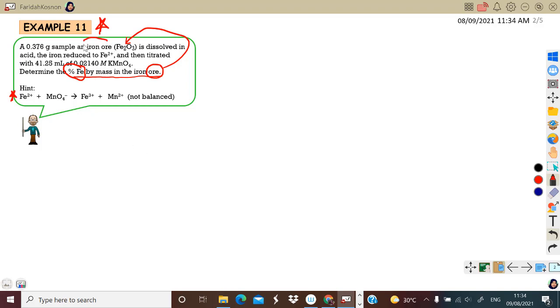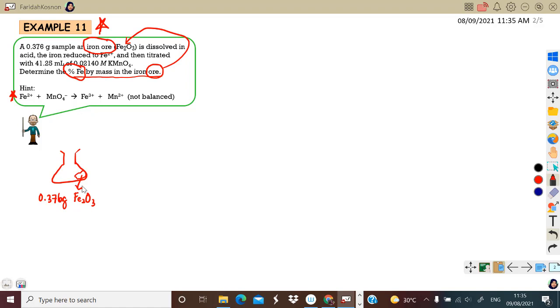Iron ore, bahasa Melayu dia biji besi. Alright, so let's say 0.376 gram of iron ore was weighed accurately. Okay, kemudian kita masukkan iron ore tu ke dalam, let's say conical flask here. So this is iron ore. 0.376 gram. So this iron ore, actually dia includes kat dalam ni ada apa? Ada iron and also oxide. Alright, so maksudnya dalam iron ore kita ni ada juga iron. Yang kita nak kira nanti adalah iron Fe.